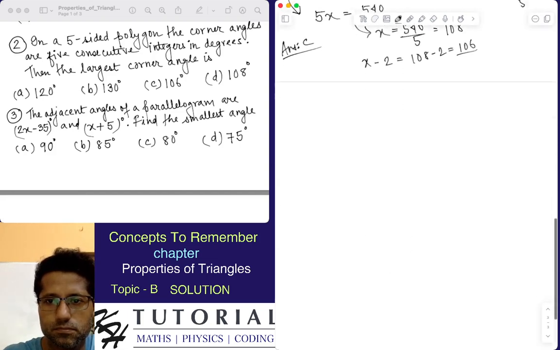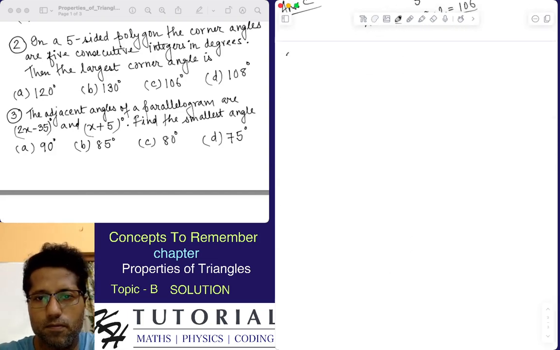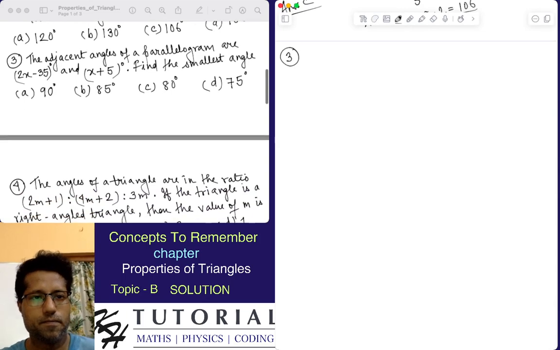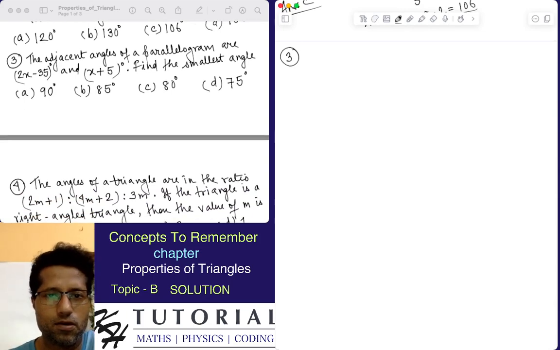Okay, let's do problem number 3. Problem number 3 says, the adjacent angles of a parallelogram are 2x minus 35 degree and x plus 5 degree. Find the smallest angle.